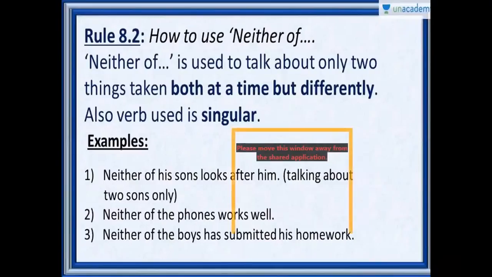Write down the second example. Neither of the phones works well. Underline works, circle neither of.